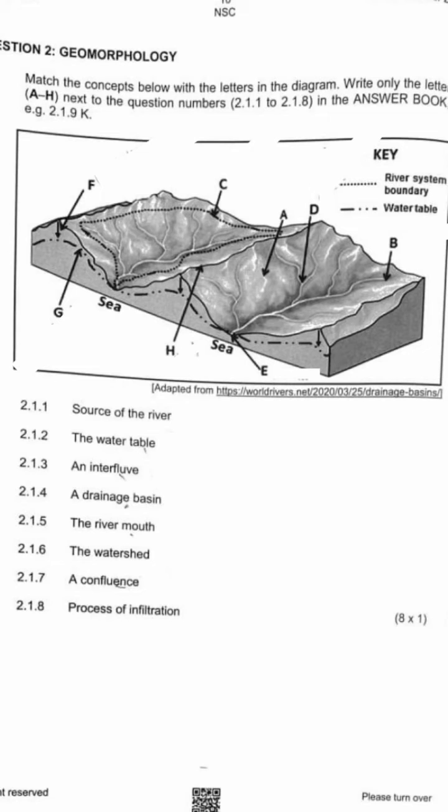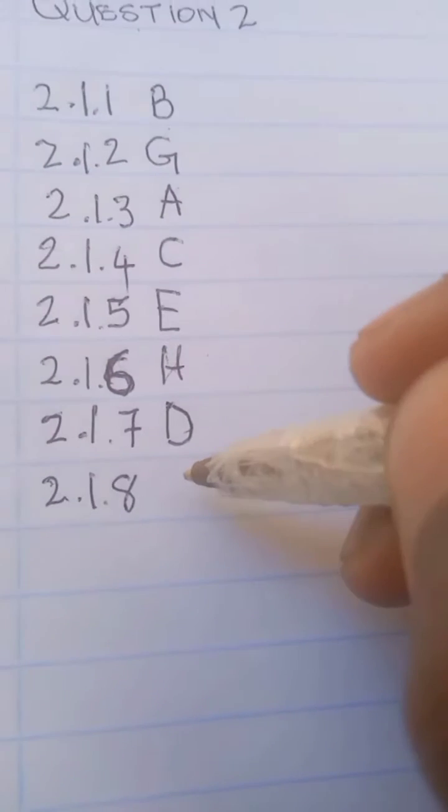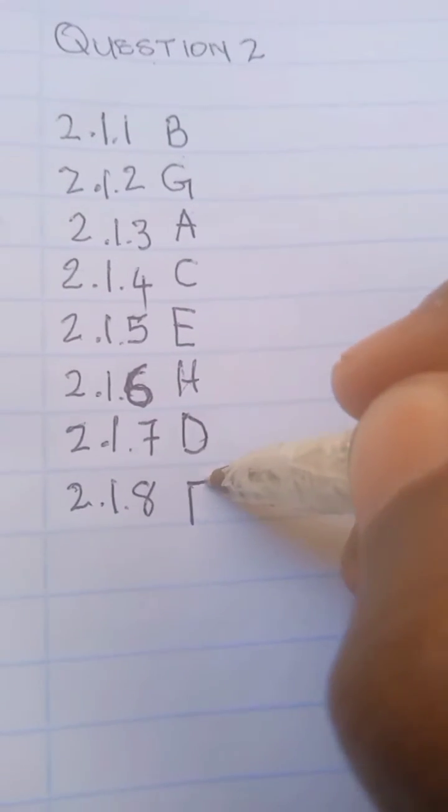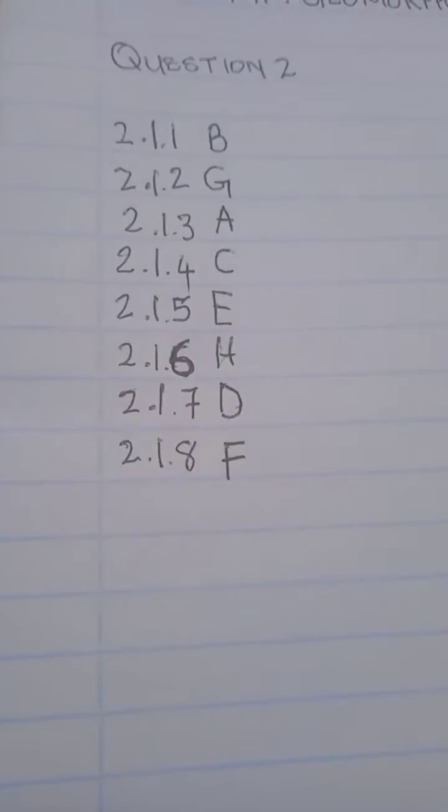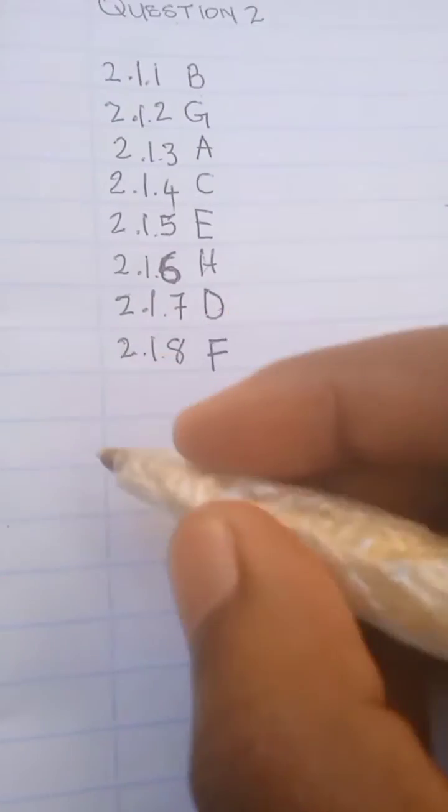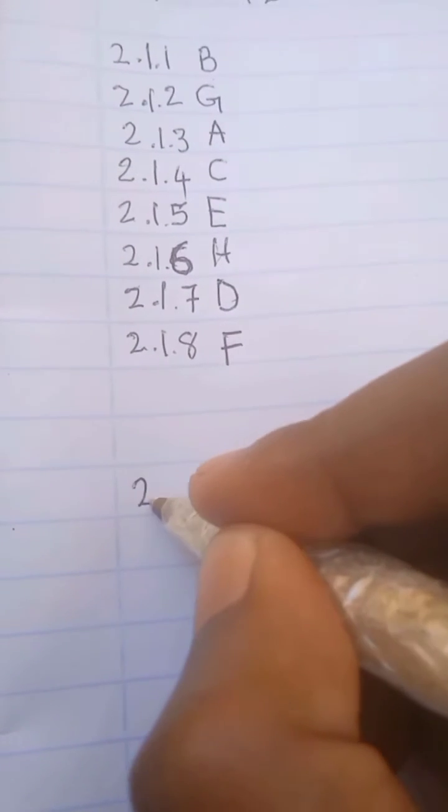So what do we see here? Do we see any arrow? Oh, actually we do have arrows. We have three arrows, right in front, one on the right, one in the middle, and one on the left. But there's only one that is allocated a letter, and that is F. So the process of infiltration, we have to go with F on this one, or I would go with F. Okay, so that's question 2.1 for you guys. That's how I would have done it.